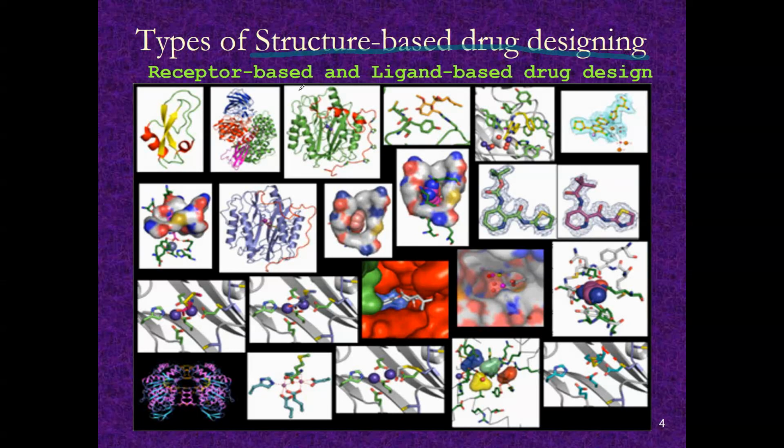There are two major types in structure-based drug design. One type is called receptor-based drug design. Another type is called ligand-based drug design. In receptor-based drug design, basically we focus on the macromolecule, the receptor or the enzymes which interact, which bind with the ligand molecule. In ligand-based drug design, the focus is mainly on the ligand structure.